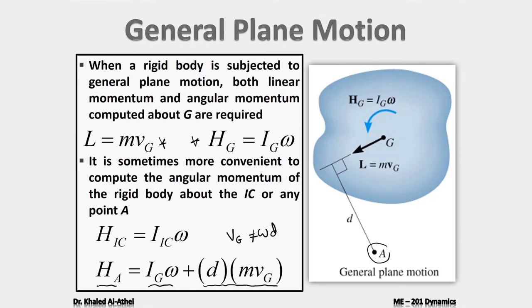If Vg equals omega d, then it will be Ig plus md squared, which is the same as the parallel axis theorem. Here you have to find where the IC is, which could be, for example, here. Maybe this is your IC, and this will be a different distance than d. So you can call this one d, and you can call this one, let's say, L. So it's not the same. Keep this in mind.